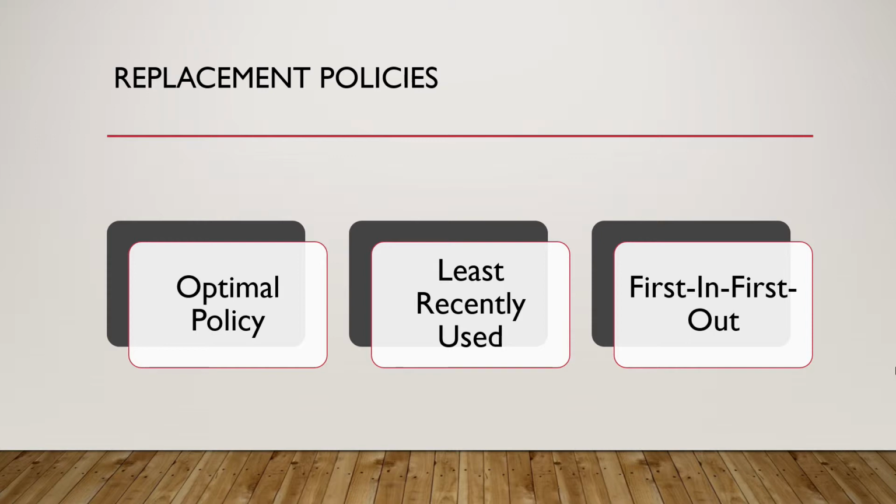Least recently used selects the page that has not been referenced for the longest time. And principle of locality suggests that page is least likely to be referenced in the future. First in, first out. The page in memory longest is replaced. It treats page frames like a circular buffer.